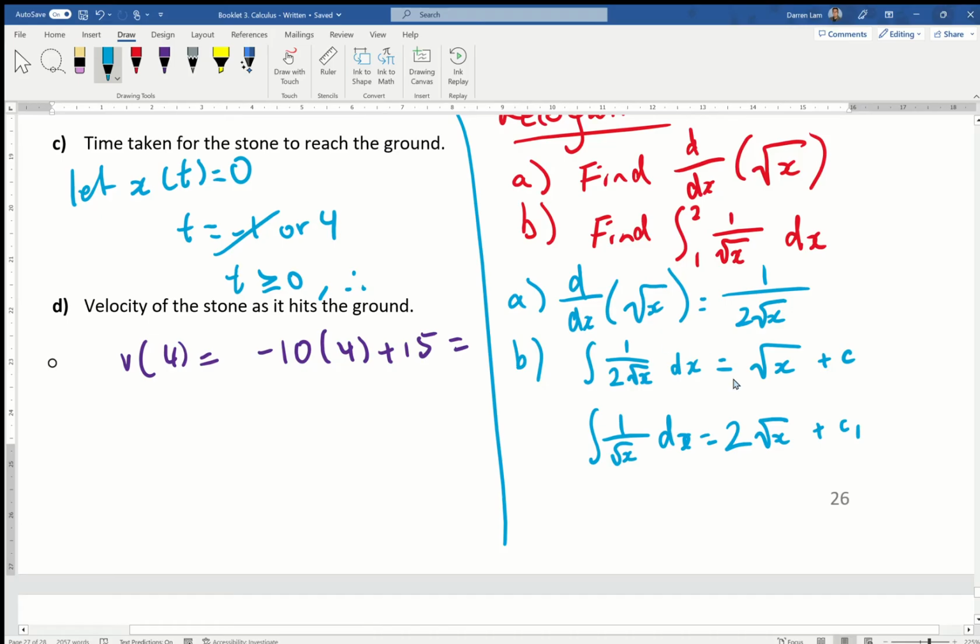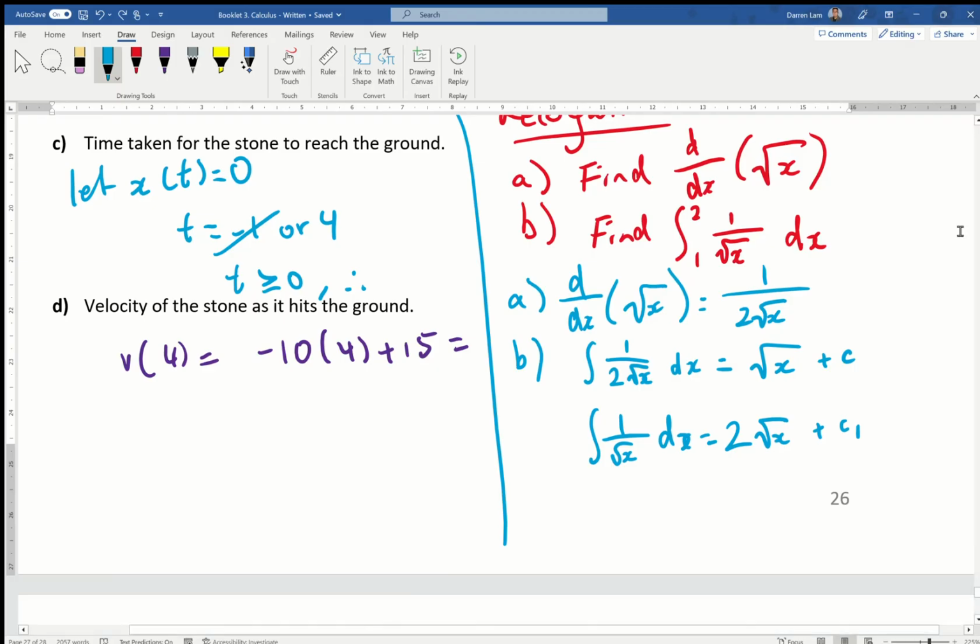So where are you getting the 2 from? From here to this step here, I can say that the first line is the same as saying half multiplied by the integral of 1 over root x, correct? And then I can just times both sides by 2 to get rid of the 2 completely. Does that make some sense?